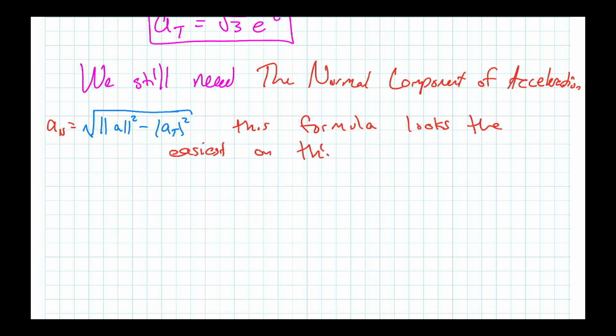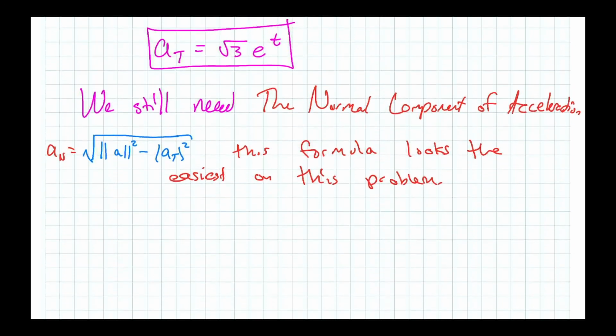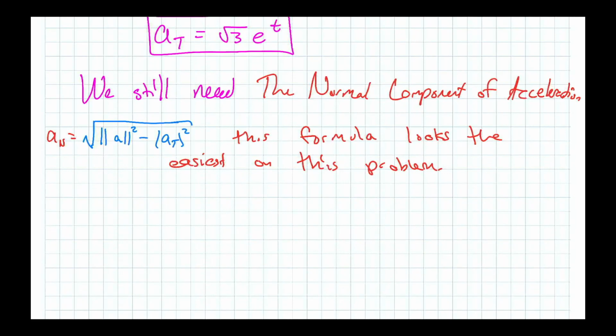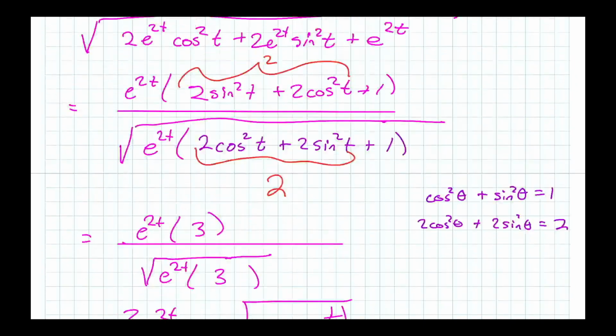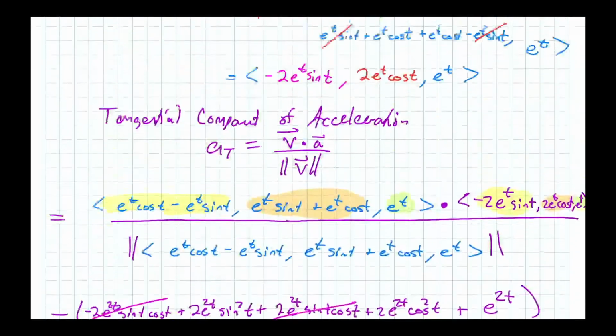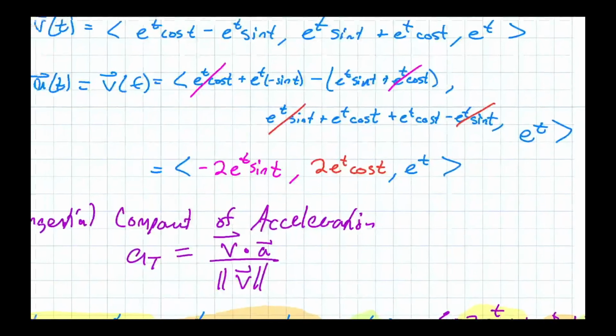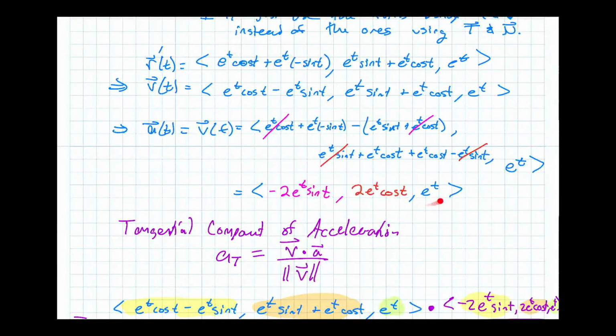And just to explain why I think that, here's why I think that. This is AT. AT turned out simple, so this is not going to be complicated. This is the magnitude of A. And if you look at A itself, it was pretty simple compared to V, right? So I was trying to avoid V, and I would rather use A.